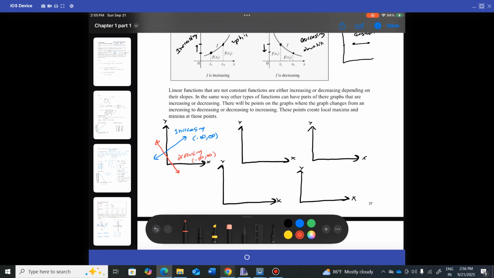Linear lines do one of three things. They increase, they decrease, or they're constant, and they remain that way the whole entire time. We can do quadratics.